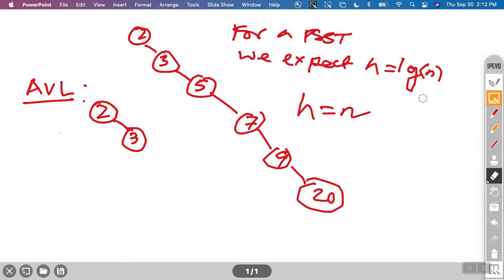So as soon as we encounter 5, this is a problem, right? What is the problem? So this side has height 2, right?